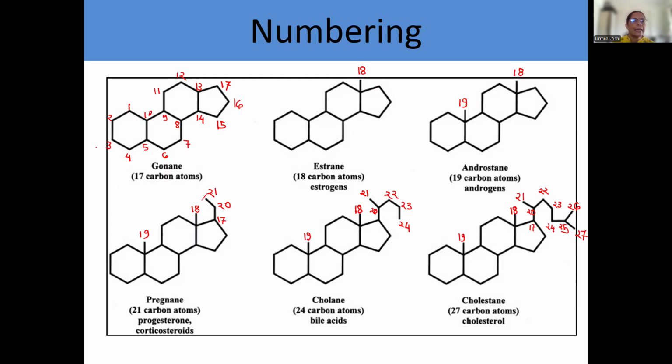So in gonane, remember the numbering. In estrane, one angular methyl group is added, so that gets 18. In androstane, 2 methyl groups are added. So this we have already numbered as 18, and therefore this gets number 19. Then so on and so forth.